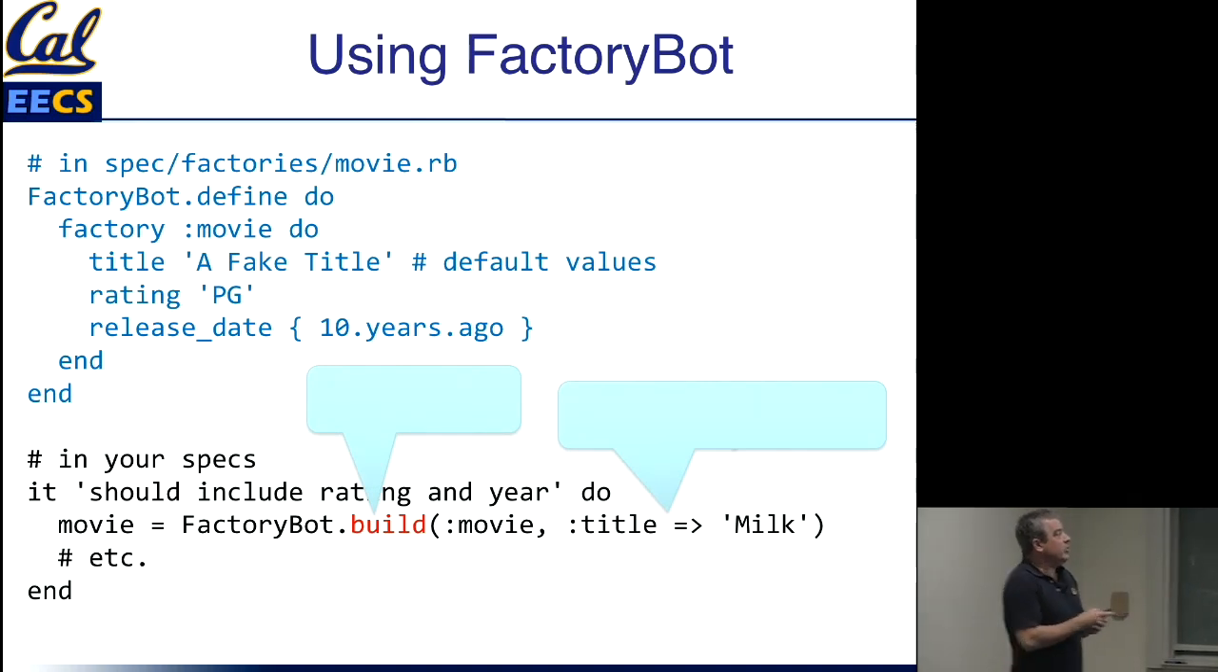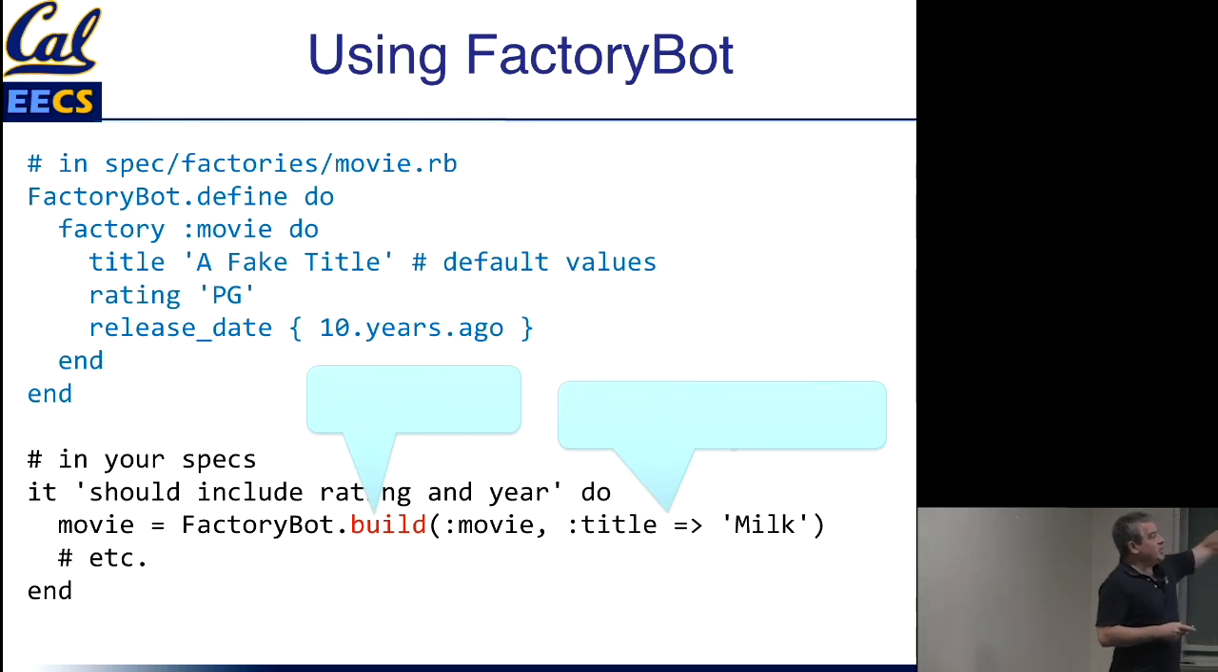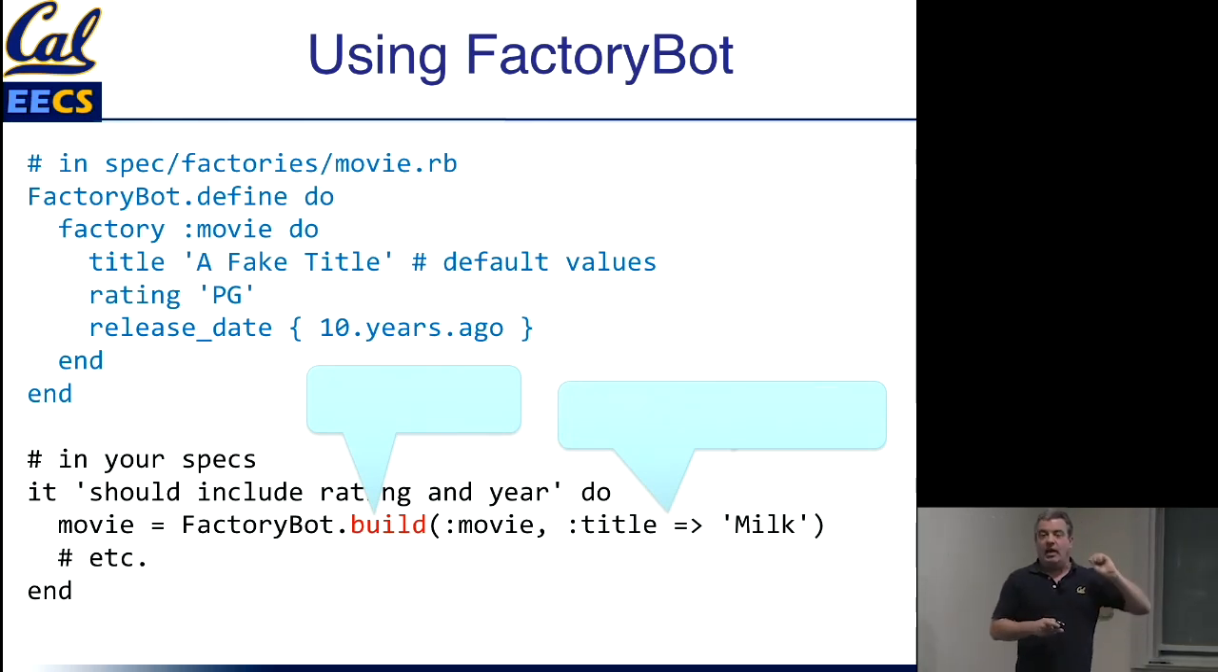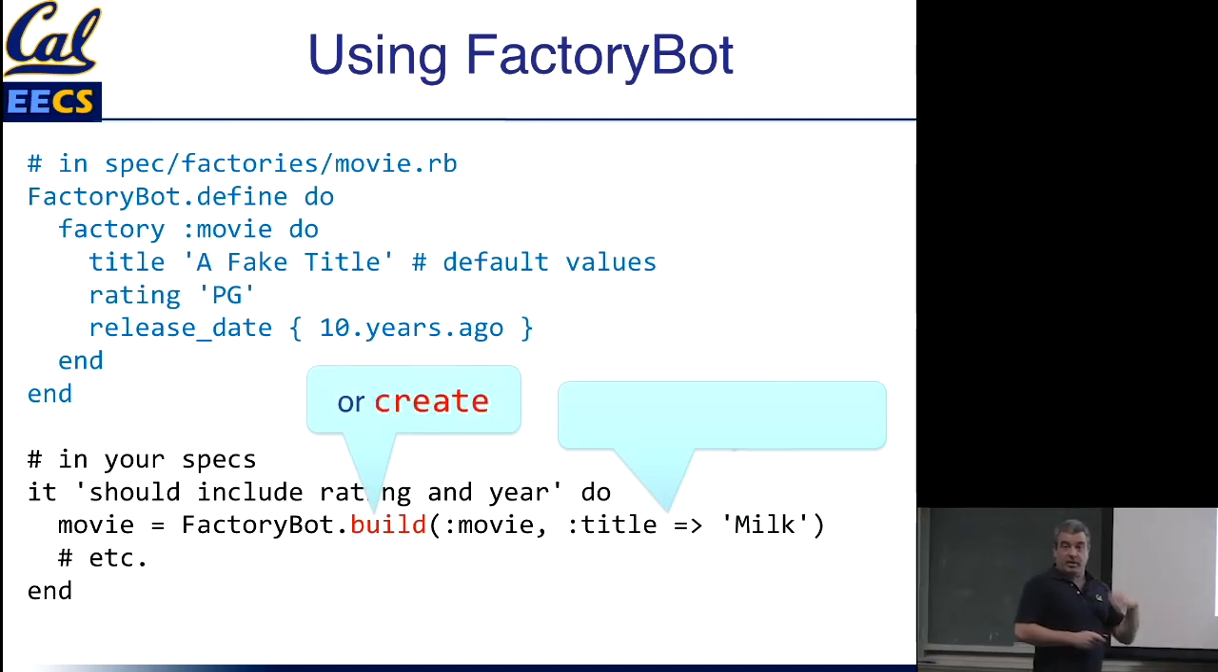Basically, it says when you need a movie, I'm going to give it a fake title. I'm going to give it this rating, and I'm going to say that it was released 10 years ago relative to whenever the test runs. That may or may not be a good choice for your application. But basically, this is a way of saying, create me a movie when I don't care too much about the details.